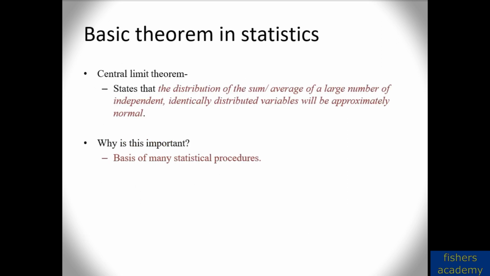Basic theorem in statistics, the central limit theorem, states that the distribution of the sum or average of a large number of independent, identically distributed variables will be approximately normal. Why is this important? It is the basis of any statistical procedures.